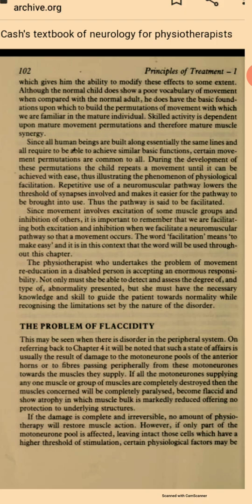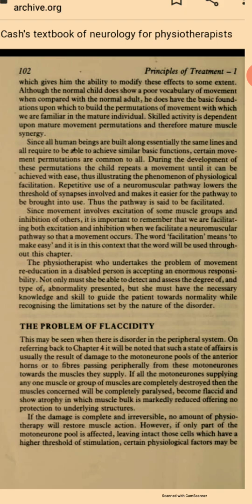The problem of flaccidity. This may be seen when there is disorder of the peripheral system. On referring back to chapter 4, it will be noted that such a state of affairs is usually the result of damage to the motor neuron pools of the anterior horns, or to fibers passing peripherally from these motor neurons towards the muscles they supply. If all the motor neurons supplying any one muscle or group of muscles are completely destroyed, then the muscles concerned will be completely paralyzed, become flaccid, and show atrophy, in which muscle bulk is markedly reduced, offering no protection to underlying structures.